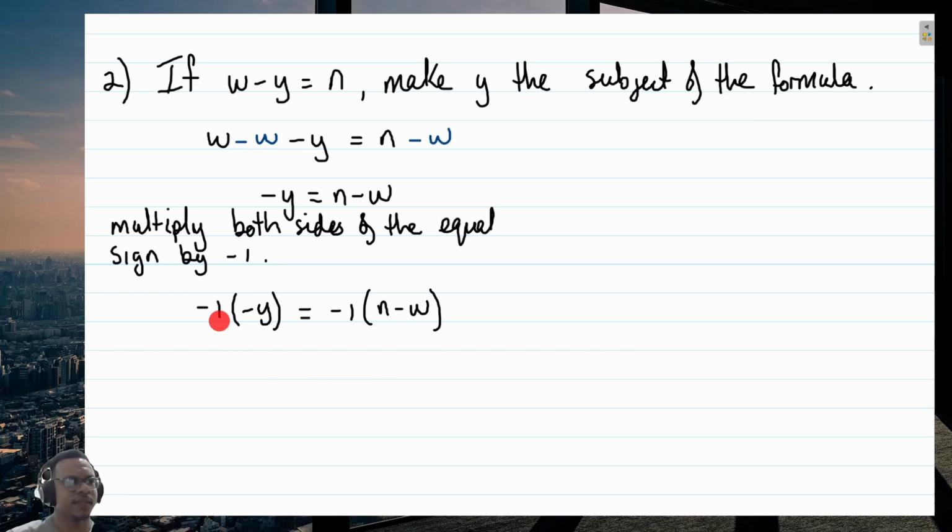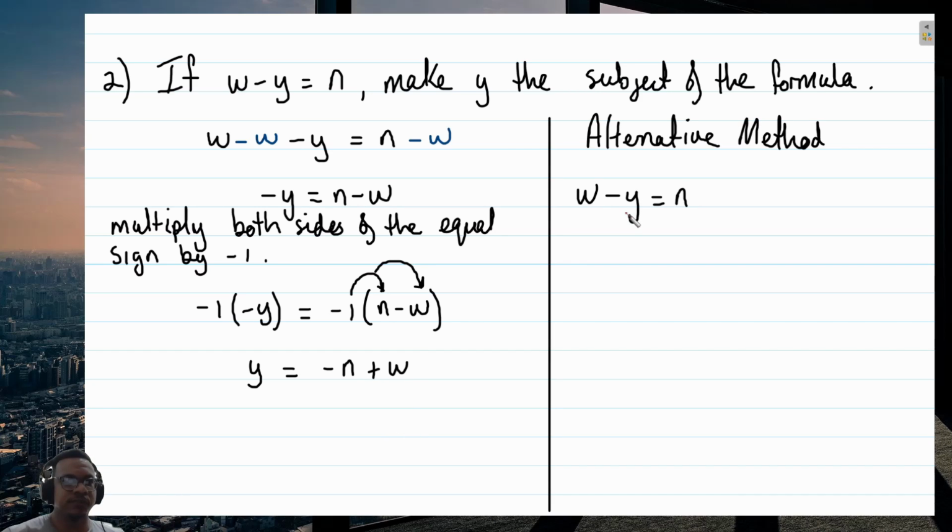So you can clearly see that negative 1 times negative y, and negative multiplied by negative would give you a positive answer. So we'll get positive y. And negative 1 multiplied by positive n would give you negative n. And negative 1 multiplied by negative w, multiplying two negatives, you're going to get a positive answer. So you'll get positive w. And now this is your answer.